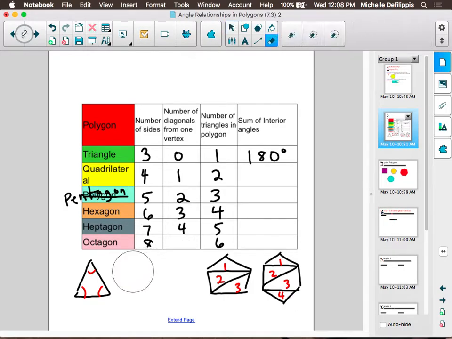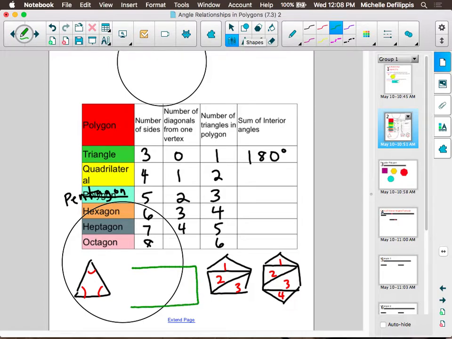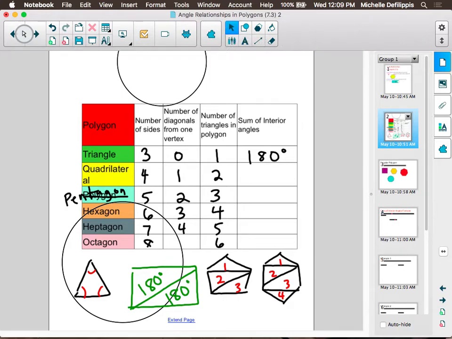That's not a very good diagram. Let's just draw a bigger one. Maybe we can, nope. No, that's not working. Okay, that's fine.